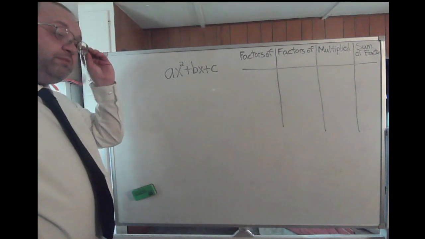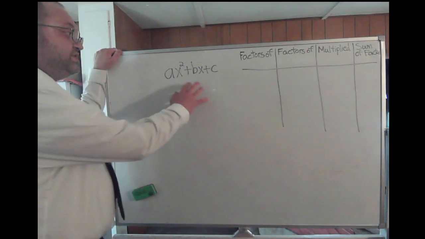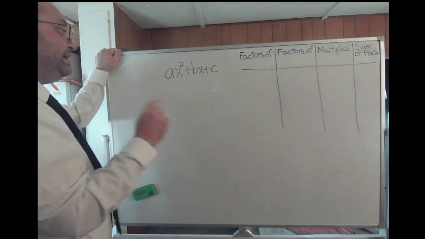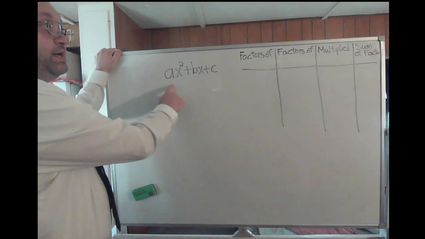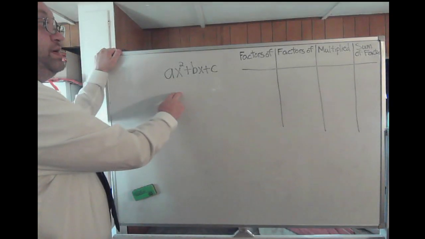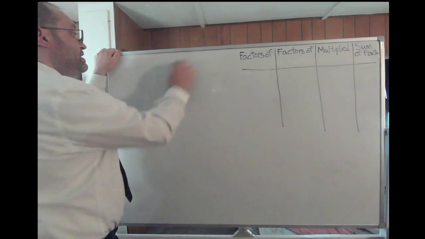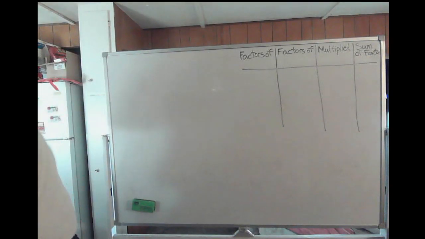So today we are going to continue factoring quadratic equations in the form of ax² plus bx plus c. But today the coefficient of a will not be 1, it'll be anything other than 1. And we will show you how to deal with that. So let's get started with our first example here.